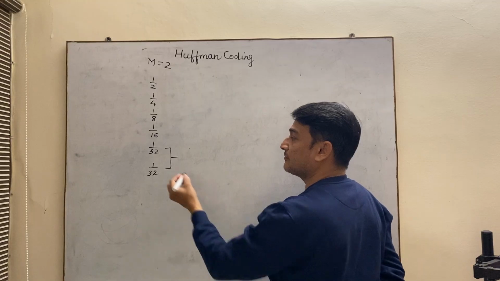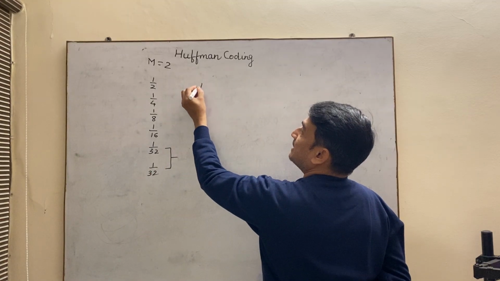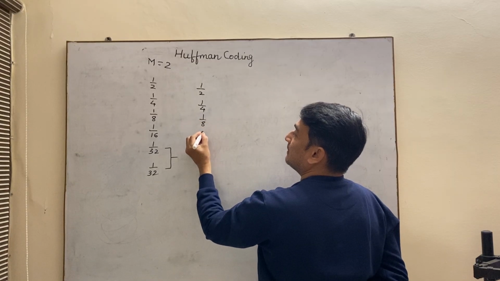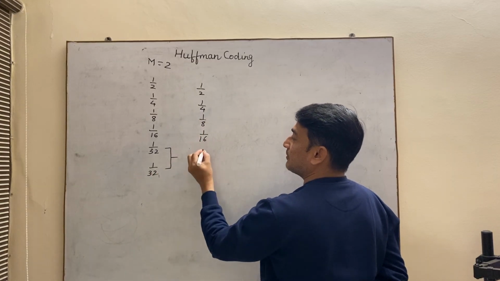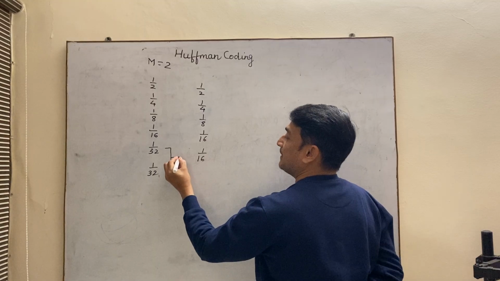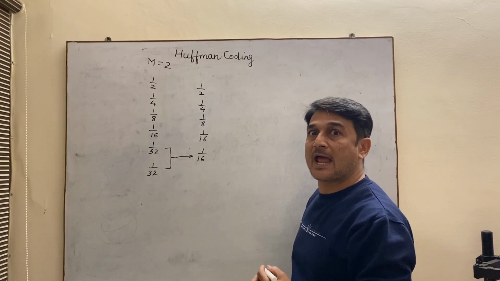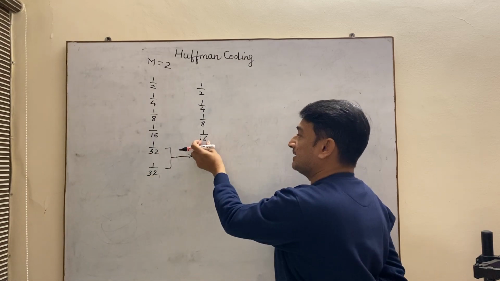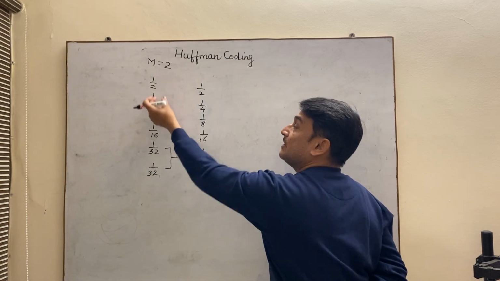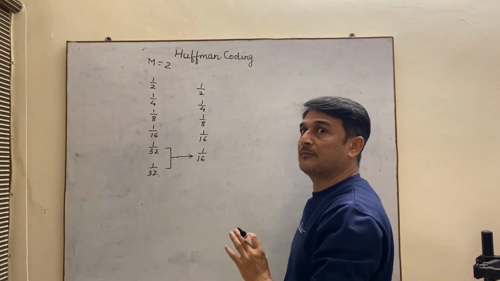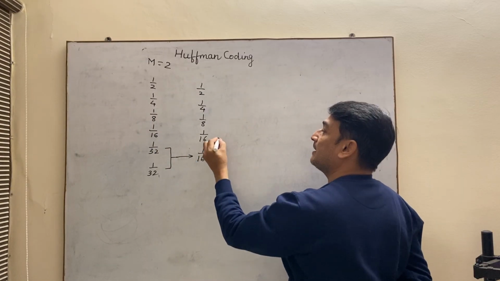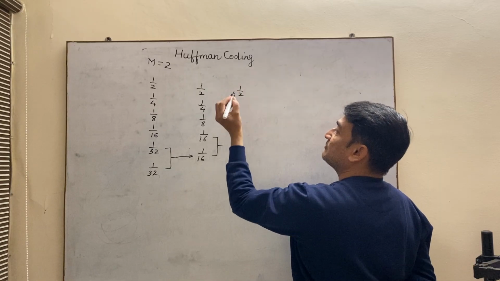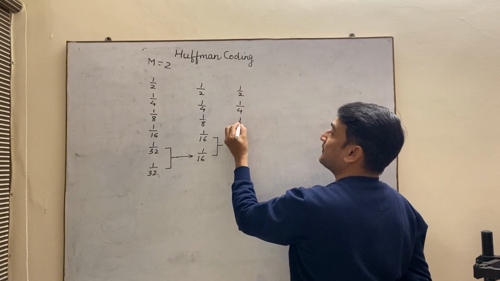Sum of these two is 1 by 16. So the next column would be 1 by 2, 1 by 4, 1 by 8, 1 by 16, and the sum of these two is 1 by 16. I am indicating it with the help of an arrow. That means this 1 by 16 is the sum of these two values, and this 1 by 16 is nothing but the previous value fetched from the previous column. Again this procedure will remain same. 1 by 32 and 1 by 32, remaining values we will write like this.